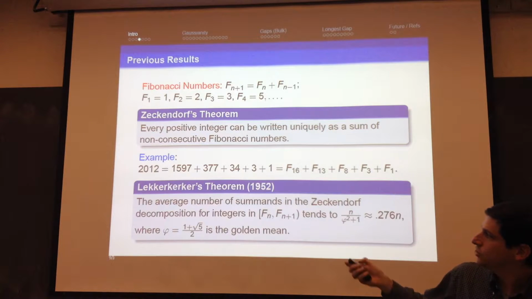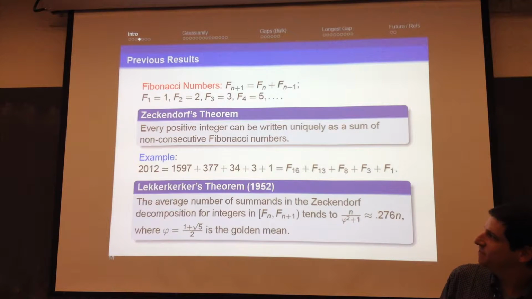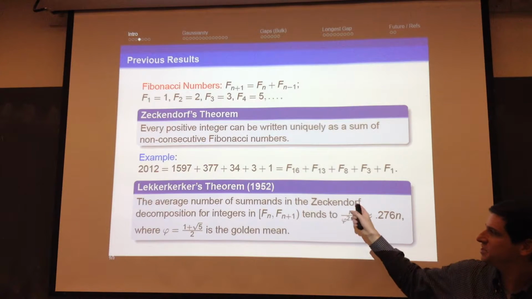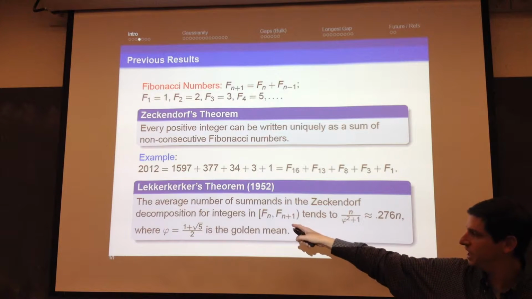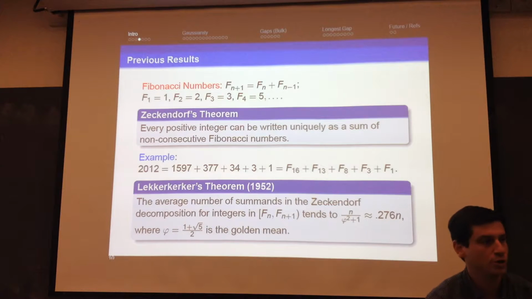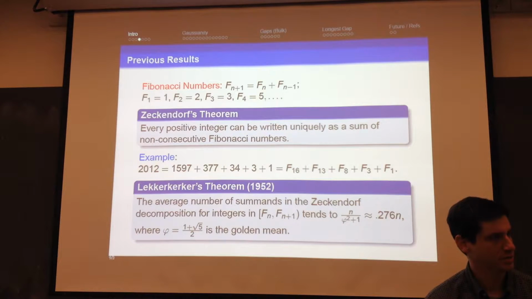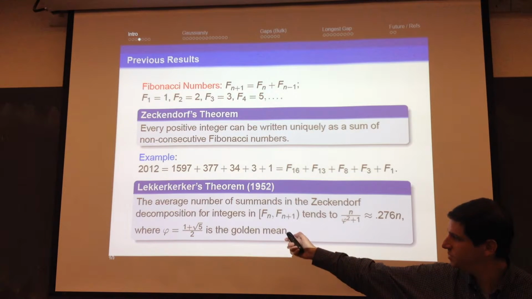Okay. So Lekkerkerker's theorem, and this is tough to say as a Bostonian, from 1952, is that the average number of summands in the Zeckendorf decomposition for integers between the nth and (n+1)st Fibonacci numbers is about n over phi squared plus 1, where phi is the golden mean. So whenever you see a theorem, you always want to look at what the statements are, what the conditions are, what am I studying? Why do you think I'm studying integers between the nth and (n+1)st Fibonacci numbers, and not all the integers up to, say, some number x? Why would this be a good thing to look at?